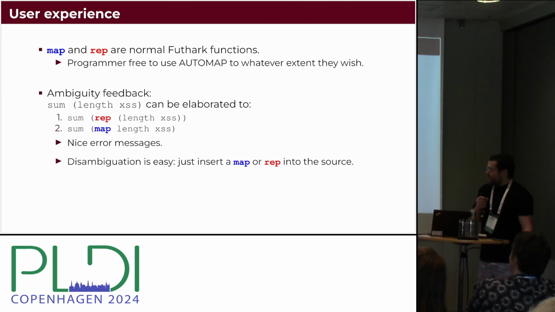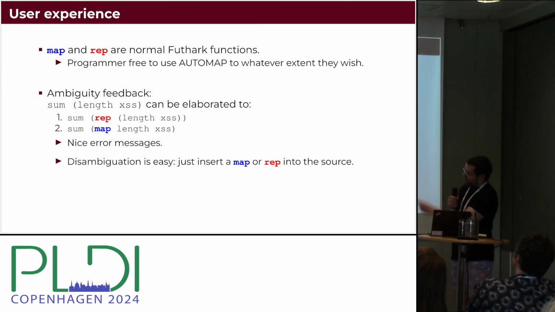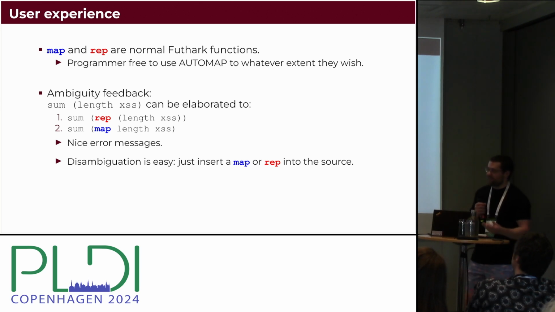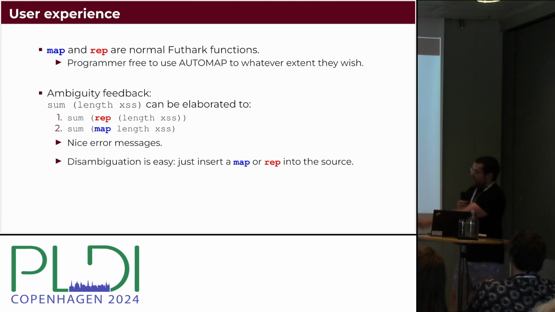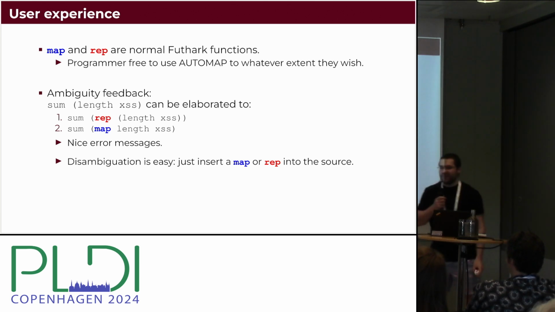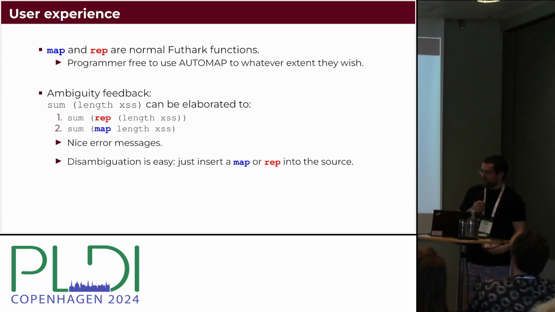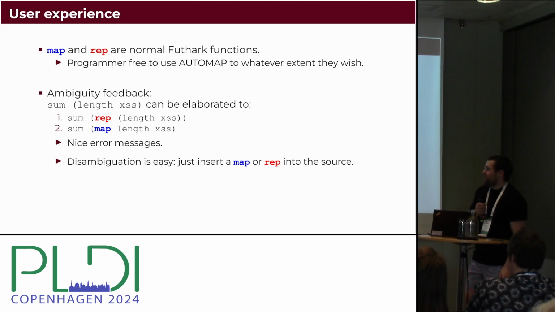And on the note of ambiguity, so we saw this example before with sum of length. In this case, we cannot decide which one to choose, right? So what we do is we trigger an error, but our error can be exactly this message. It can say sum of length of blah, blah, blah can be elaborated into these two possibilities. We can give it as explicit feedback statically to the user. And then disambiguation is very easy because these things are just normal functions. The programmer can just insert a map or rep themselves into the program.